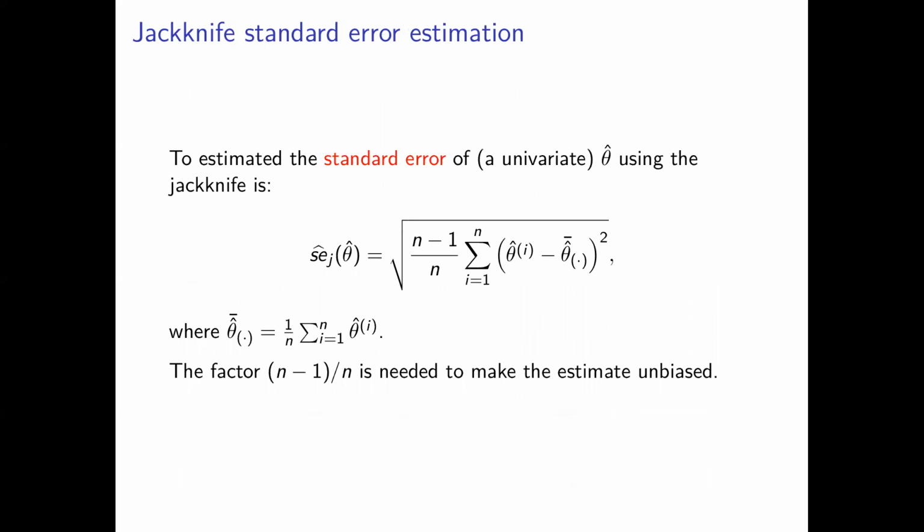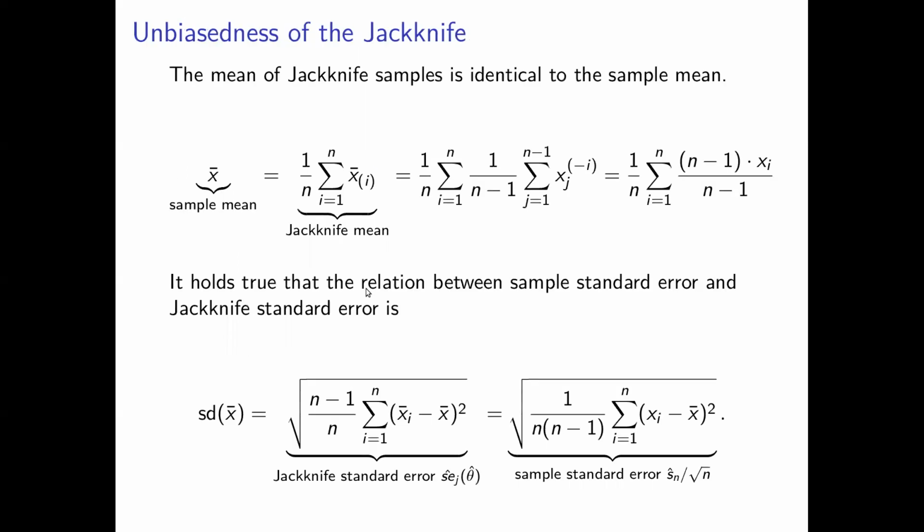So the jackknife has a standard error estimator, which is basically the square root of (n-1)/n times the sum over all these jackknife estimators of our parameter of interest minus the mean of all of them, squared. This factor (n-1)/n is needed to make this estimator unbiased. It's specifically relevant that these jackknife estimators are unbiased, because this is a quality which makes them useful for estimating bias of other estimators.